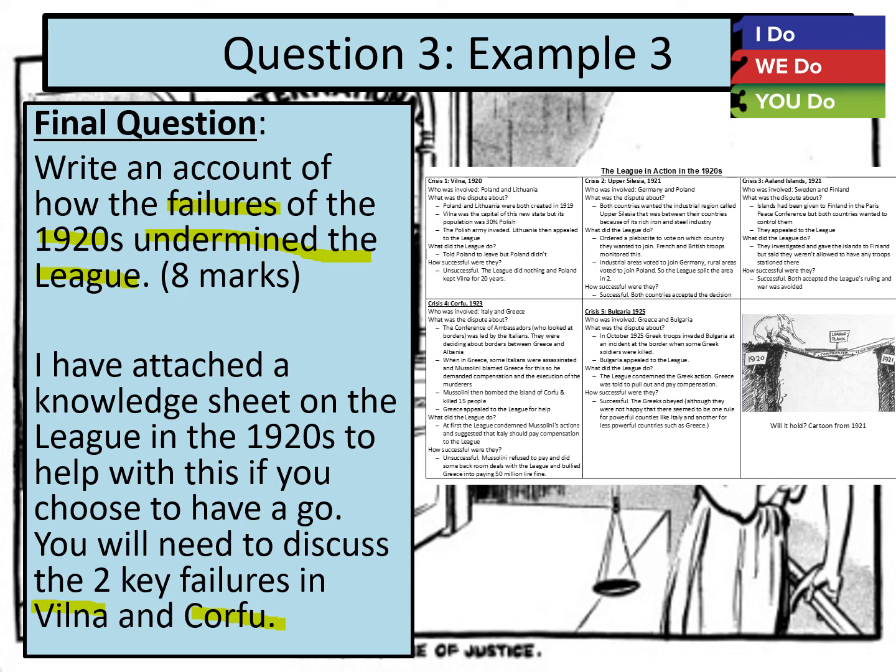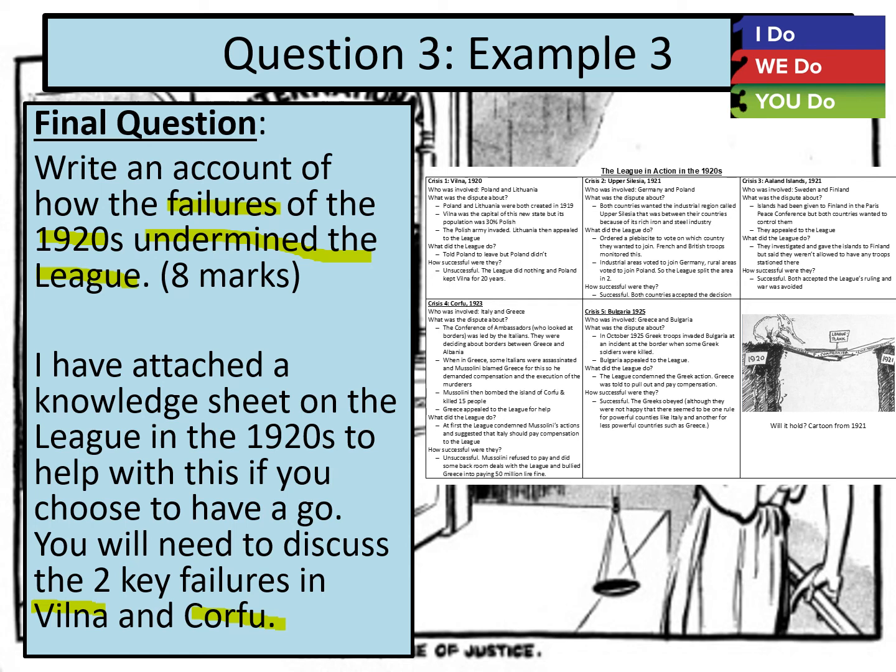You tell me, what happened in Vilna? What was the argument about? Why was there a bit of a crisis? And why did this undermine the League? So what did the League do or not do? Did people listen to the League of Nations? Did people take on board what they said? Well, it's a failure, so probably not. So you've got to talk about what the League wasn't able to do and the impact that that probably had on the League of Nations.